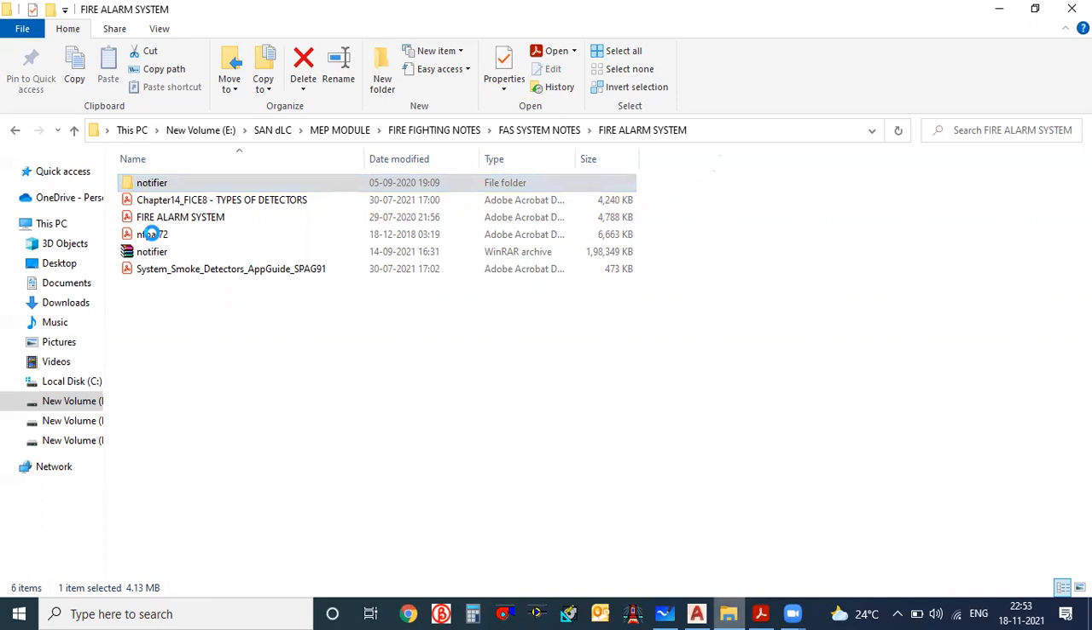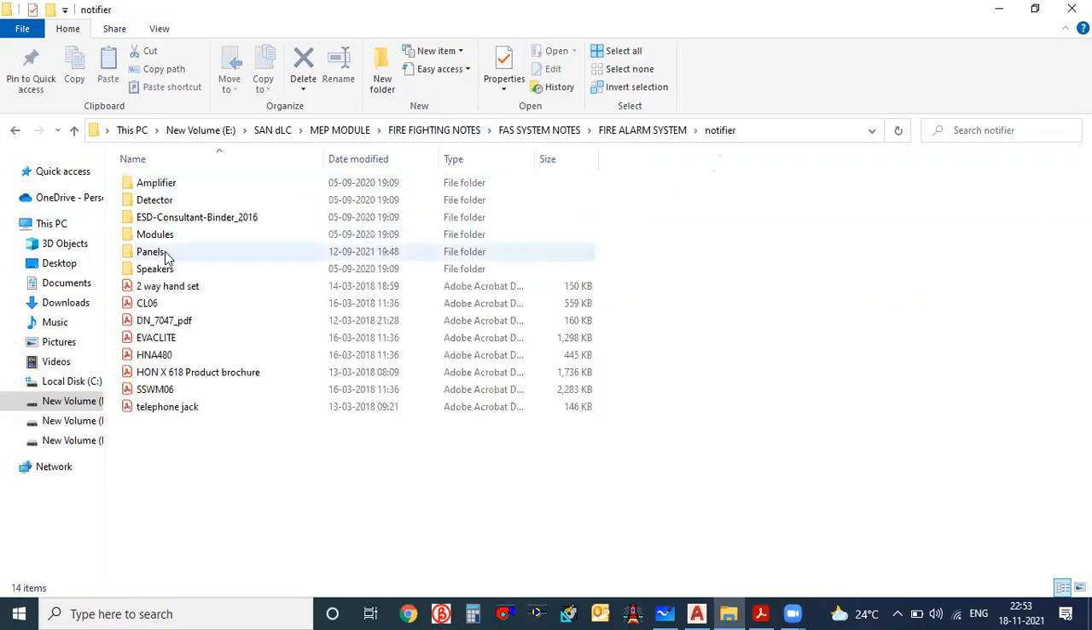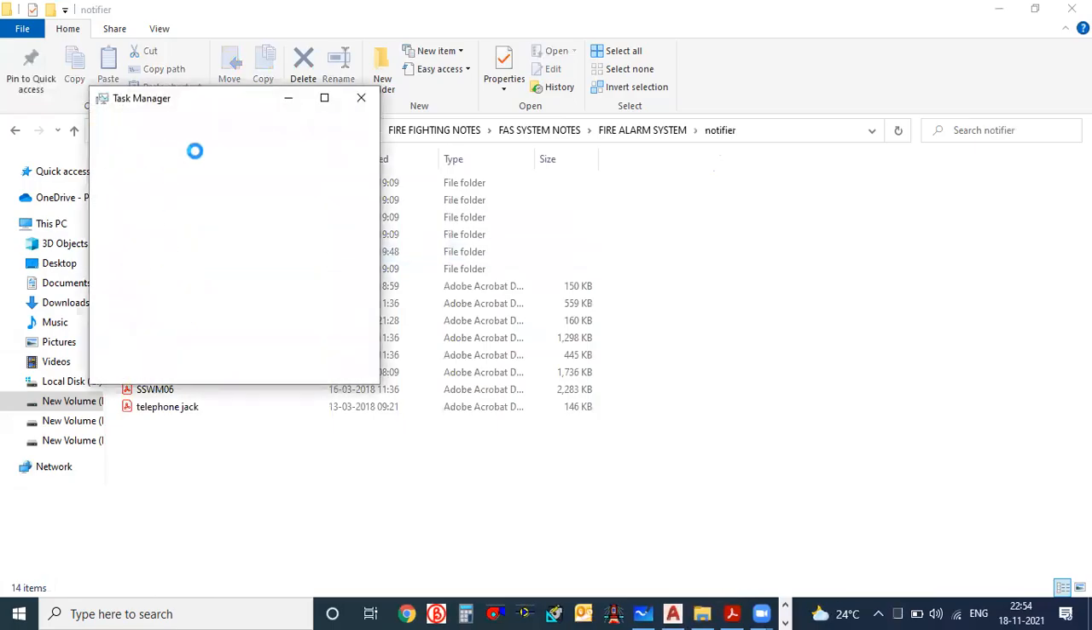Anyhow, it is a big topic actually. Almost 300 to 400 pages. See here, this is the Notifier. I have written some modules, panels, speakers, and different things are given here. So you can check this. First, let us close this AutoCAD drawing. It is creating some problem here.